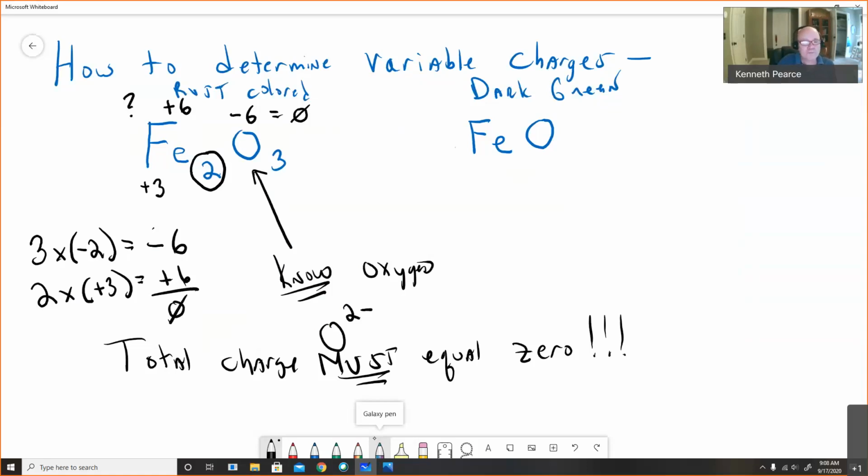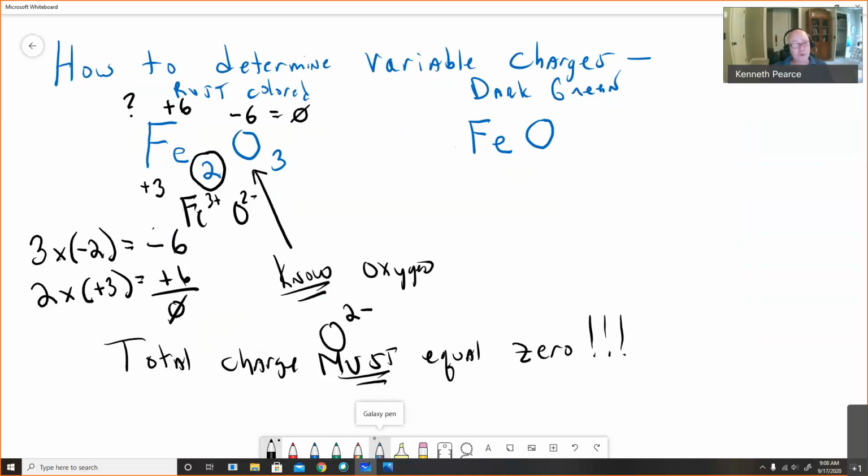So the 2 pieces of this compound must be iron 3 plus and oxygen 2 minus. So I've determined that the charge on that iron must be 3 plus, because that's the only way that we're going to get the 2 pieces to add up to 0.